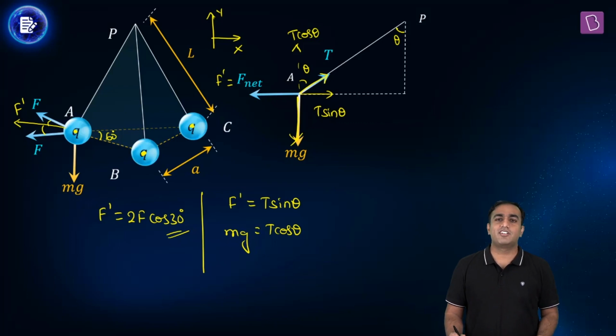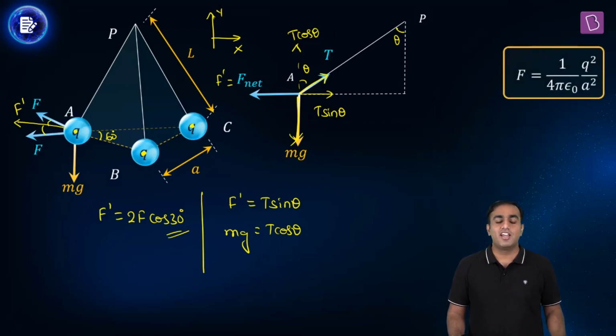But then again, how do you find this F prime, which is 2F cos 30 degrees? What is this F here? It's a Coulomb's electrostatic force of repulsion between any two charges given, and that is given by Coulomb's law. It states that if you take two charges, q1 and q2, separated by a distance r, then the force of either attraction or repulsion between them, depending on the nature of the charges of course, is 1 by 4 pi epsilon naught q1 q2 divided by r square. And in this case, the distance of separation happens to be a and the charges happen to be q each. So F is 1 by 4 pi epsilon naught into q square by a square. So let's take that into account.